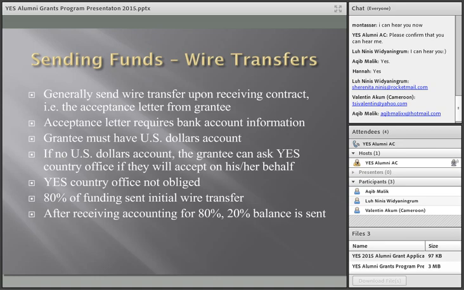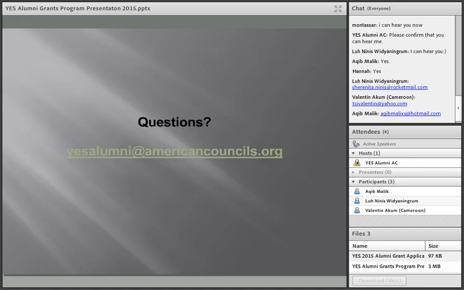So they're not obliged. As I mentioned before, we generally work with you to try to find an answer, but think about that. Are you going to be eligible to create a U.S. dollars account, etc.? You'll get 80% of the funding, and we won't send the balance until we get the accounting for the 80%, okay? And actually, that's really the end of our presentation.